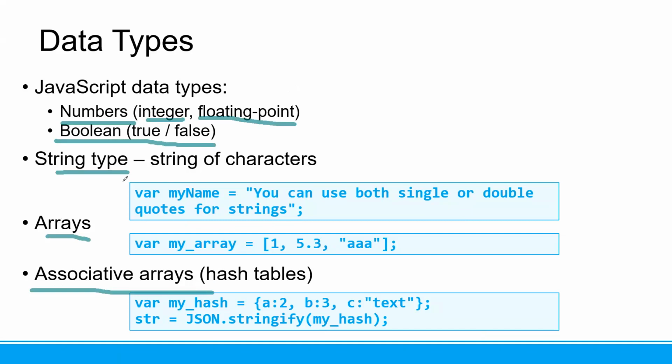In the string, we know that the string is a sequence of characters. So for example, my name, I need to define with var. Var means it is a variable. And you can just put any string in between the double quotes.